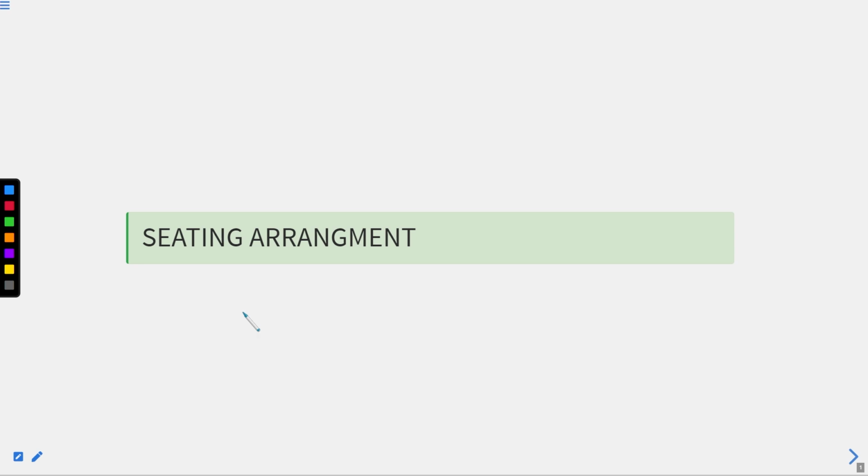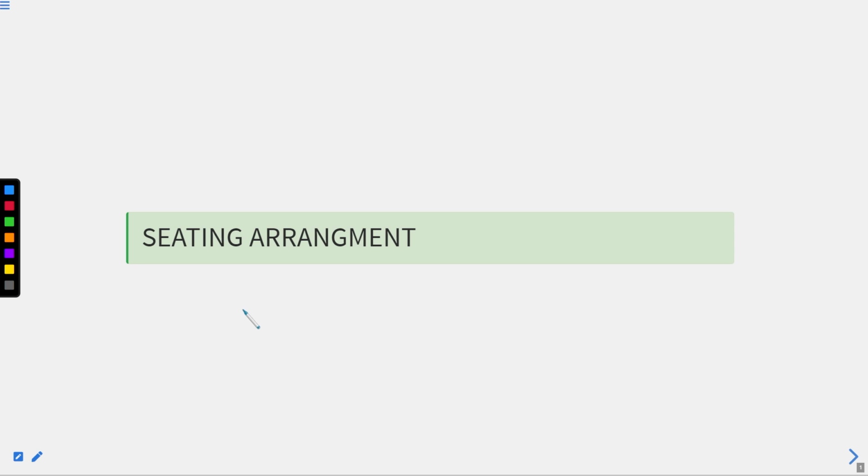This arrangement can be in a straight line. These arrangements can be on a table, either a square table or a circular table. So we have to read the instructions carefully. As soon as we are able to read the instructions carefully, we are able to answer the questions correctly, right? So in this chapter I'll start explaining the concept with the help of different questions.